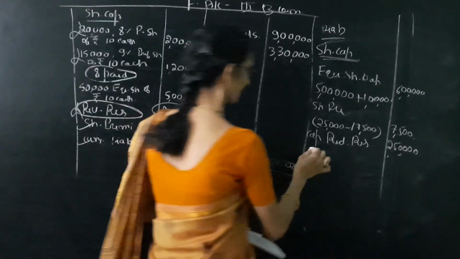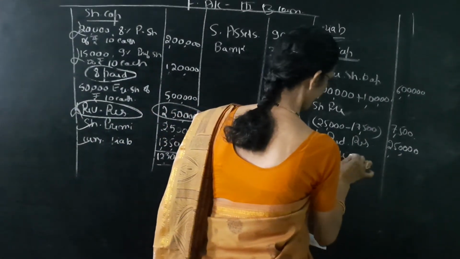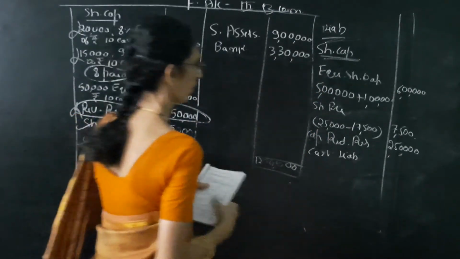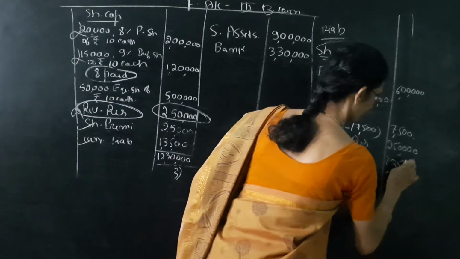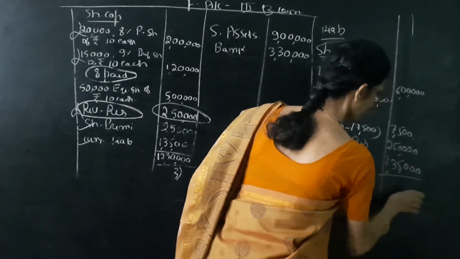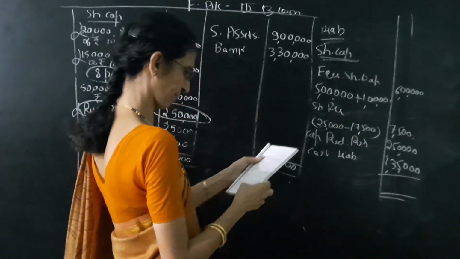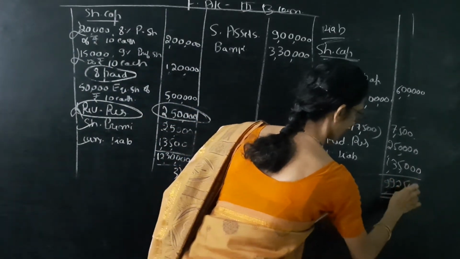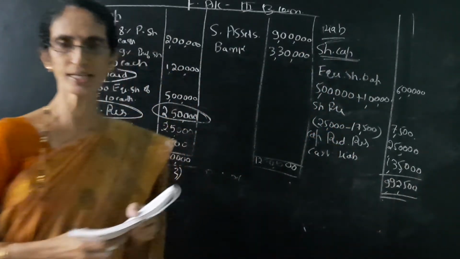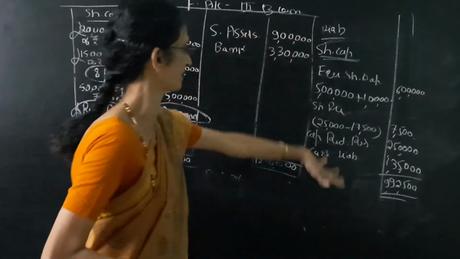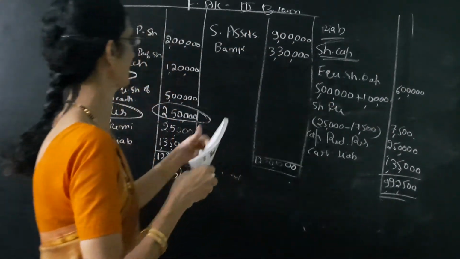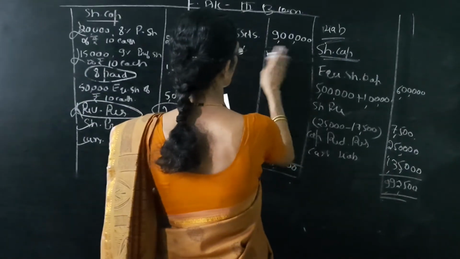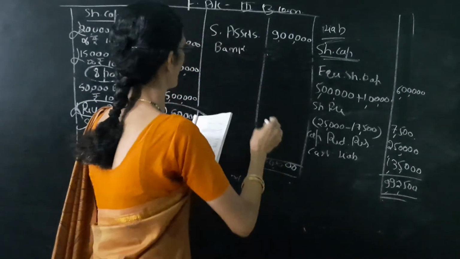Last one is current liability. So current liability here is 1,35,000. So the total liability side is 9,92,500. This is the liability side. Then come to the asset side. Here only I change it. Sundry assets do not change. It will be the same 9 lakh.